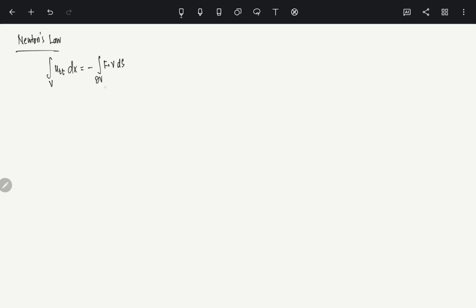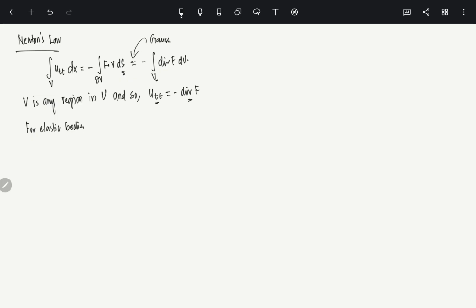Now you see, this is this identity. V is any region in U, and so u_tt equals minus divergence of F. This is by the Gauss divergence theorem: it is actually the integral over V of the divergence of F. So essentially, since this holds for all V, u_tt equals minus divergence of F. Now for elastic bodies, here I have used Gauss divergence, what do you have?